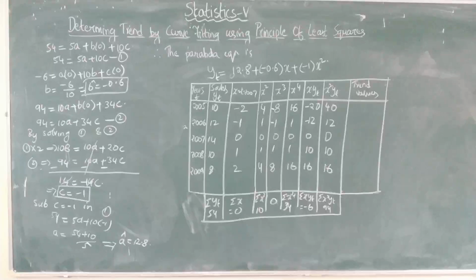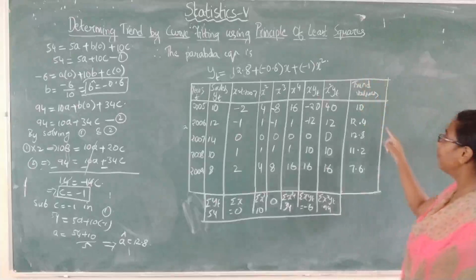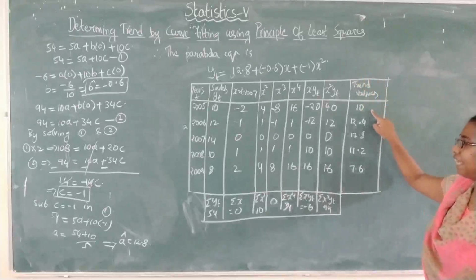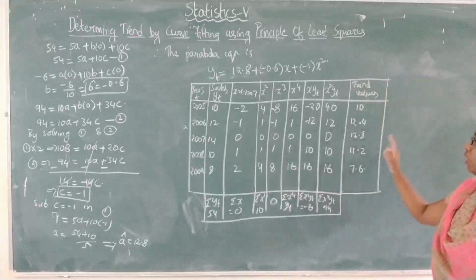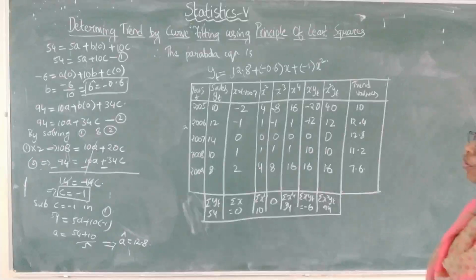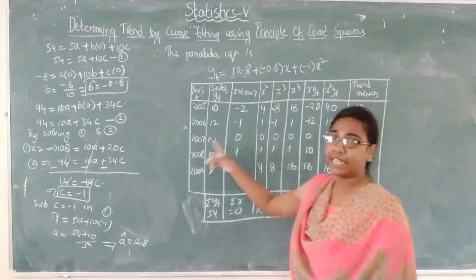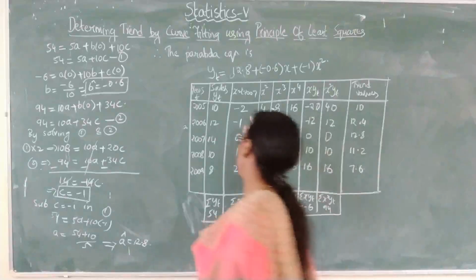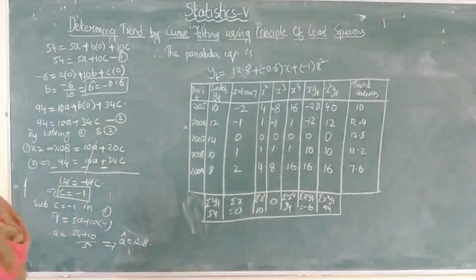Equals to minus 1, you will get the second trend value. So by using the parabola equation we got the trend values as 10, 12.4, 12.8, 11.2 and the last one is 7.6. So now you have to draw the graph also by taking years on the x-axis and sales values, that is yt values, on the y-axis.